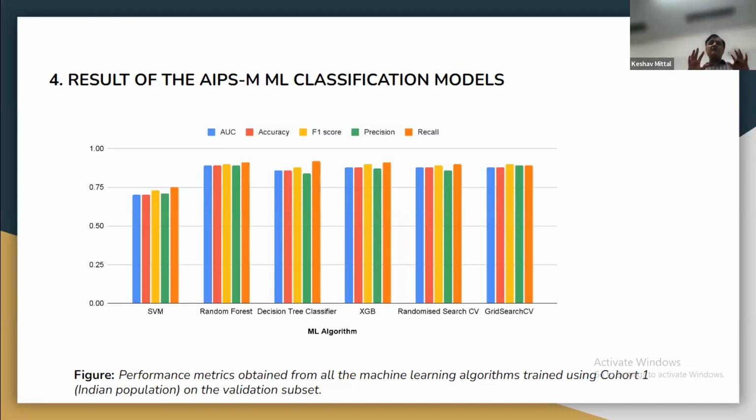So what we did, we tested our AIPSM model with different algorithms. As I told you, we employed different algorithms like support vector machine, random forest, XGBoost, randomized search, grid search. Once we did that, most of our algorithms were performing beyond 85-90%. Some of them were performing below 75%. So we found that grid search was performing at 90%. So comparatively it is better. So let me just select this. Okay. That was the logic behind that.